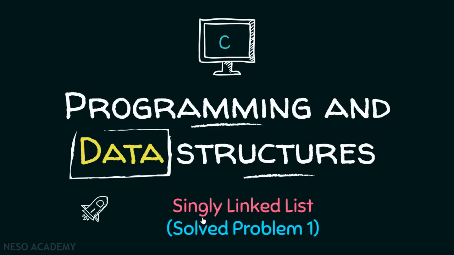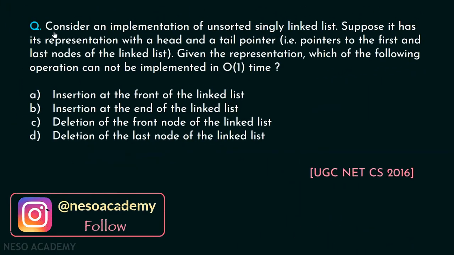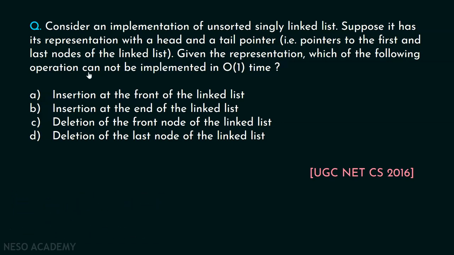In this presentation, we will solve problem 1 on singly linked list. So let's get started. Let us consider this particular question: consider an implementation of unsorted singly linked list. Suppose it has its representation with a head and a tail pointer, that is, pointers to the first and last nodes of the linked list. Given the representation, which of the following operations cannot be implemented in constant time, that is, order of one time.